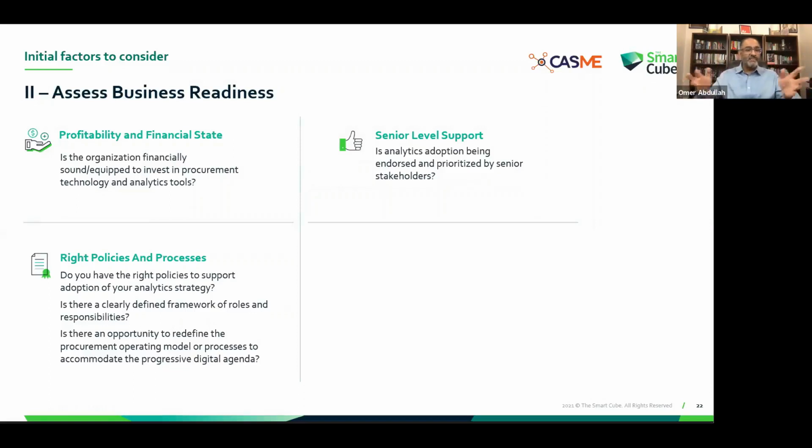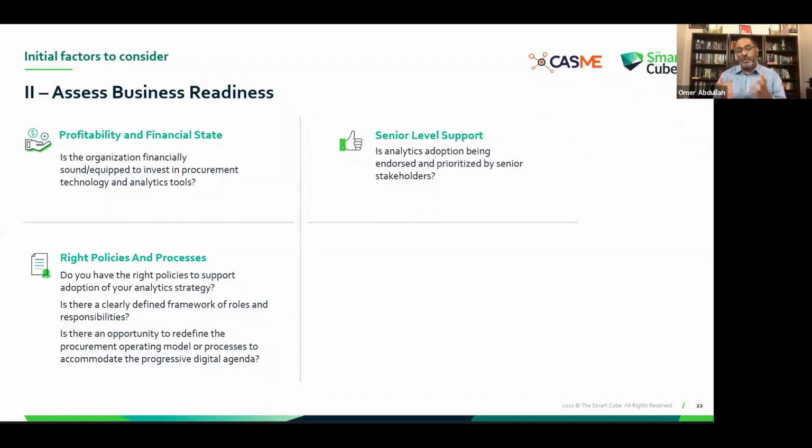The third piece is around having the right policies and processes. Do you have the right policies in place to support the adoption of an analytics strategy? Is there a defined framework of roles and responsibilities? Again, we go back to the talent issue. Is there an opportunity to redefine the operating model and processes to accommodate a progressive digital agenda? Gartner put out a really interesting paper on this becoming a sensing organization. And I think that's kind of a hot topic these days that people are talking about.